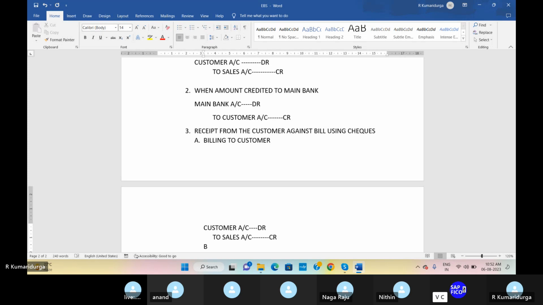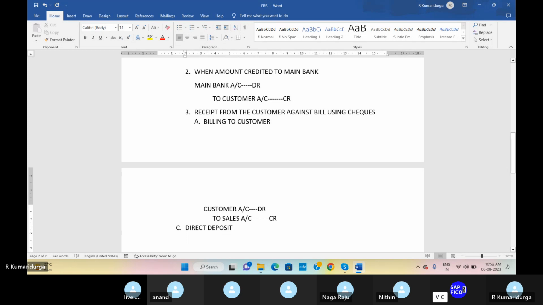If it is a check, entries will be changed, all of you. Okay. Direct deposit: that is incoming payment clearing account debtor to the customer account creditor. Okay. Then next step.